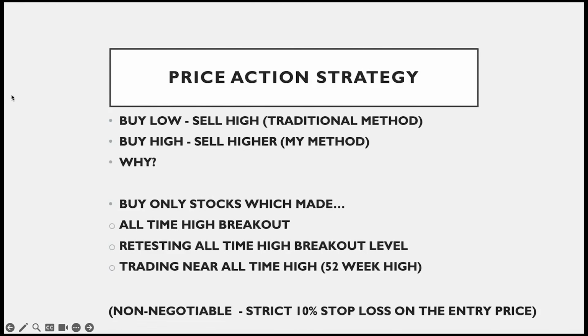And before that, non-negotiable is a strict 10% stop loss on the entry price. Whichever stocks I select, wherever I enter, I keep a strict 10% stop loss.